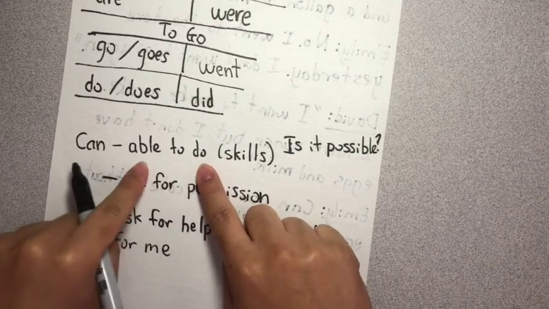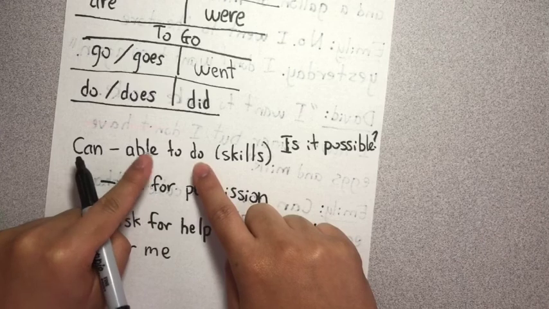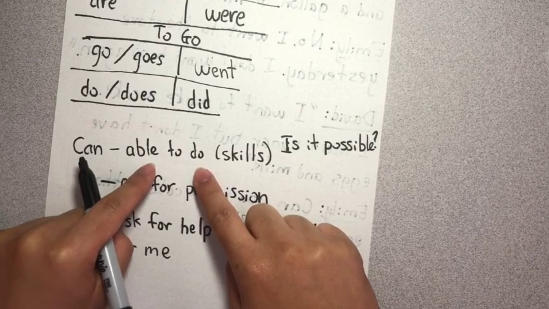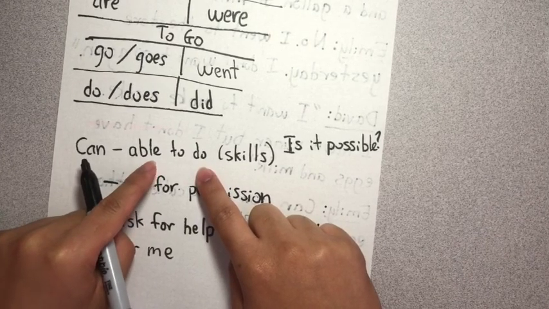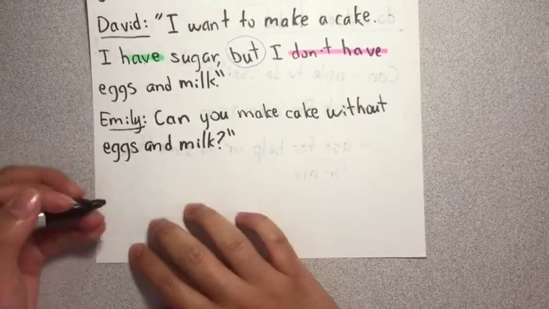Something he can do. So can he make cake without eggs and milk? I don't know, it sounds hard. I think eggs and milk are important in cake. Is it possible? Is he able to do it? Does he have that skill?